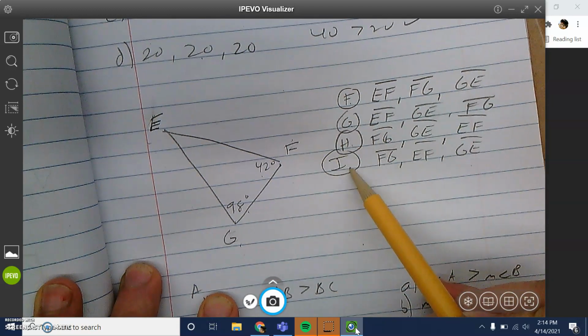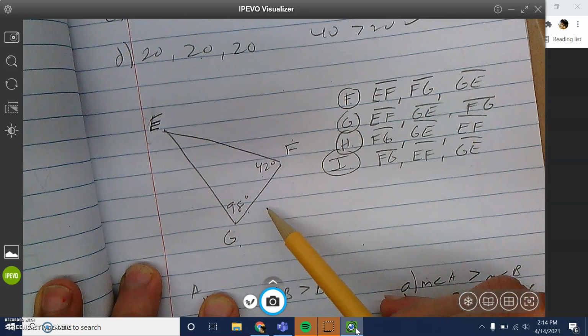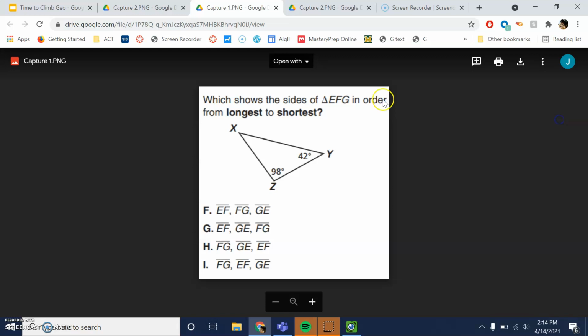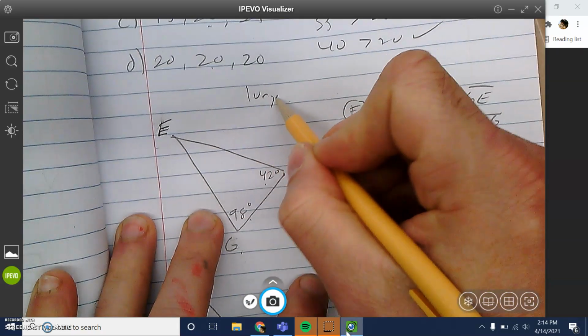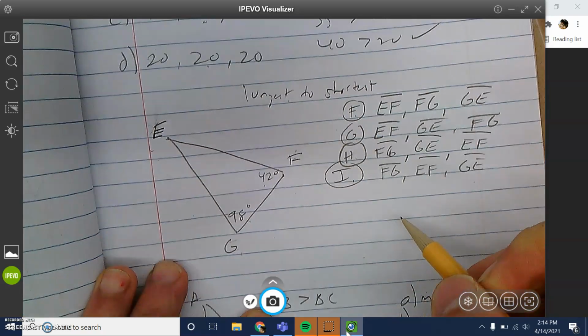F, G, H, I. What are the order of sides from least to greatest, or greatest to least? Let's see what it says. It says longest to shortest, so greatest to least. Okay? Ready? Greatest to least. Longest to shortest. Go. All right, cool.